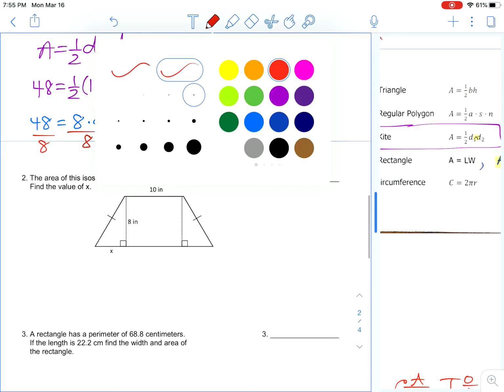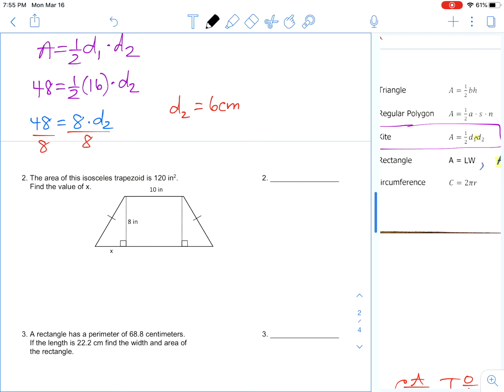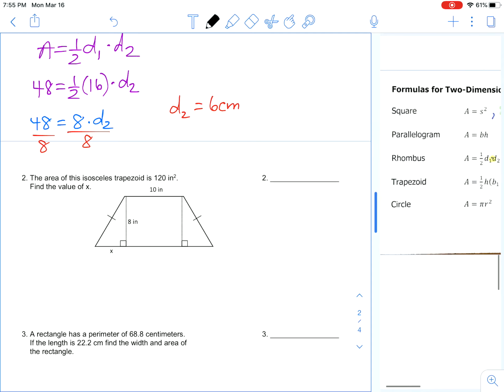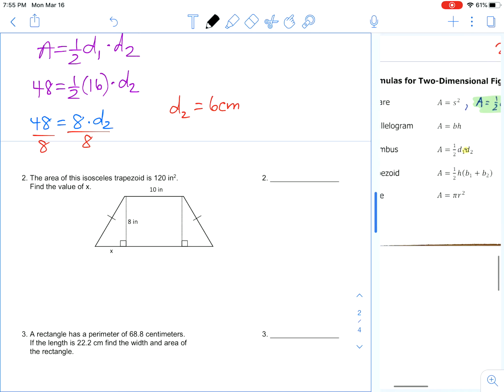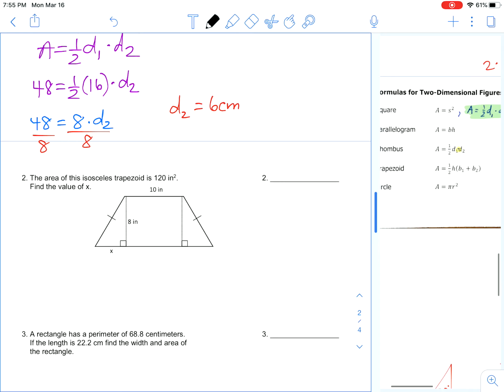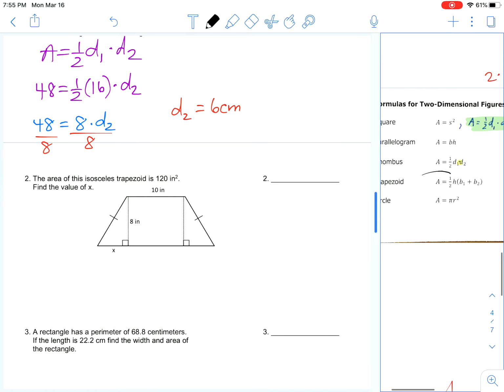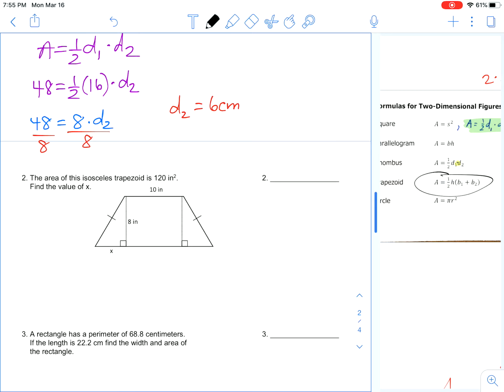I think the trapezoid is probably the hardest one. The area of a trapezoid, let's see here on my formula sheet, I have right here for my trapezoid. Okay, so area equals 1/2 height times base 1 plus base 2. The order doesn't really matter. You could have had base 1 plus base 2 first and then the height after that.